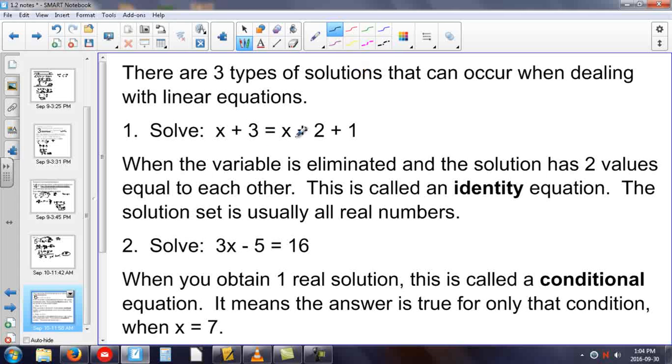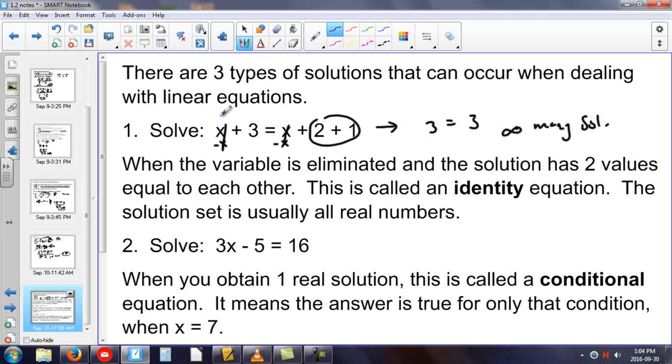In this first equation, if I minus x and minus x, the x's cancel. And what I am left with is 3 equals, what's 2 plus 1? It's equal to 3. Well, of course 3 equals 3. We've known that for years. There's no variables left, and I'm left with a true statement. This is called an identity, or something where there are infinitely many solutions.